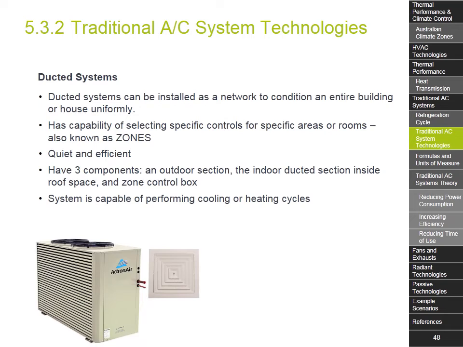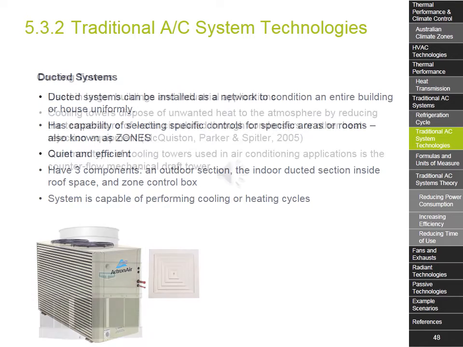Ducted systems can be installed as a network to condition an entire building or house uniformly. This system has the capability of selecting specific controls for specific areas, rooms or zones. Ducted systems are relatively quiet and efficient, with three main components: the outdoor section, the indoor ducted section inside the roof space, and the zone control. Again, it is capable of performing cooling or heating cycles.